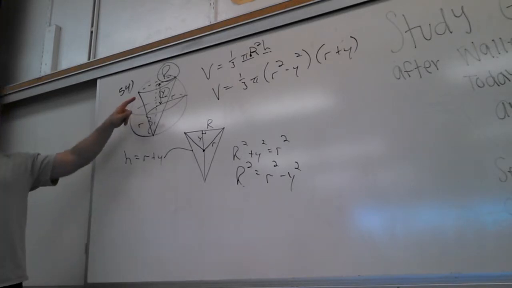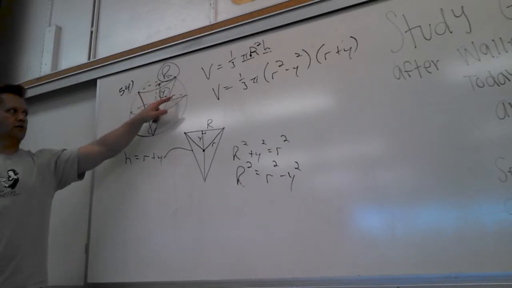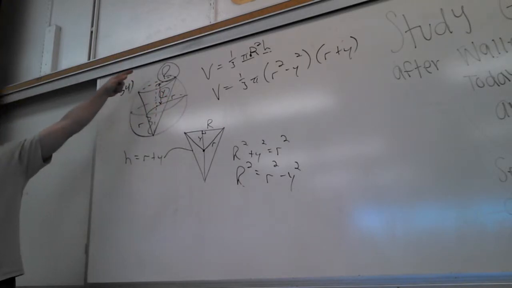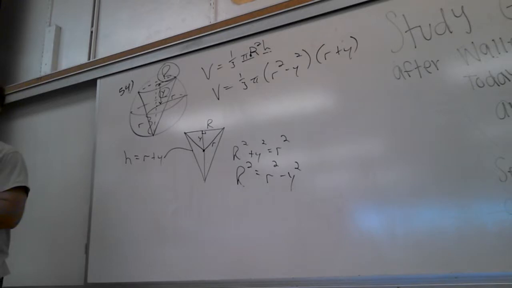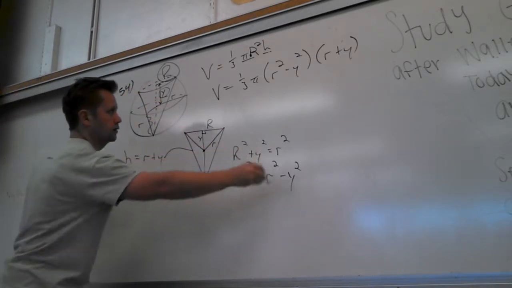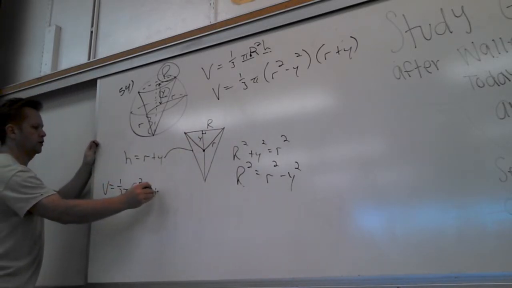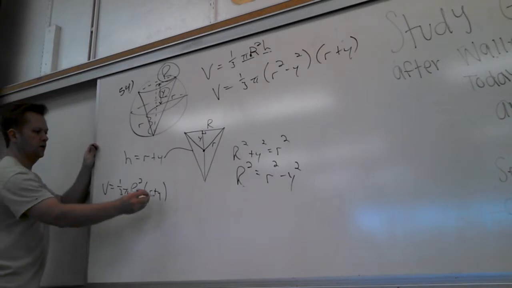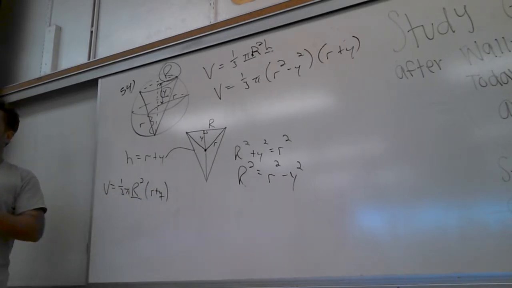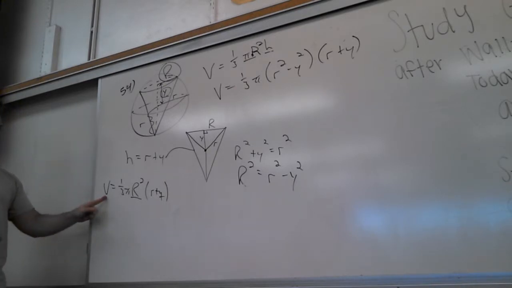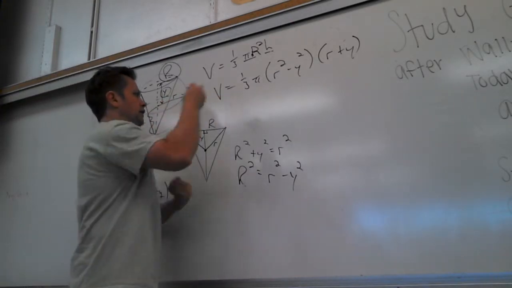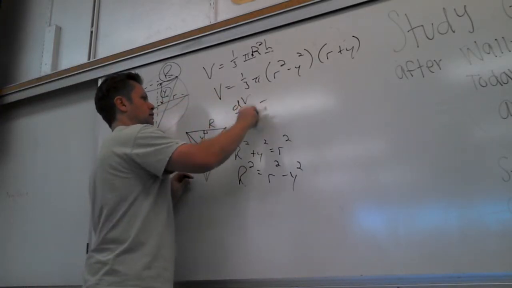So it's all about the setup and identifying what they tell you and how it relates to what you don't know. If you didn't do this part and you tried to start working with the volume, it'd be 1/3 pi big R squared times little r plus y. Well, there's an unknown, and there's an unknown. That's no good. Too many unknowns. What are you going to take the derivative with respect to now? If I can get one variable, I can take dV/dy.